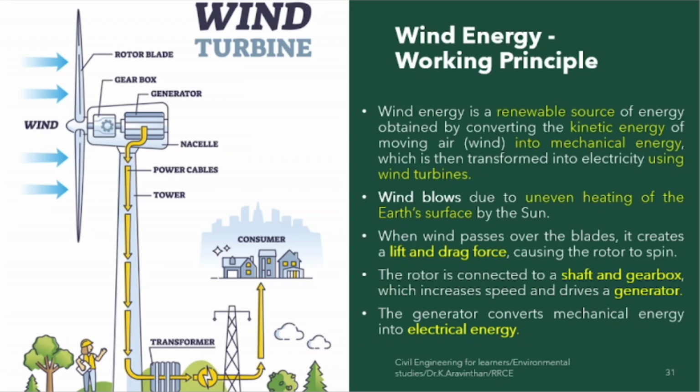What are the two types of energy? Potential energy and kinetic energy. Wind is called kinetic energy. Why? In the sense, wind is not stored. Wind is in movement. What you are doing is generating electricity from the movement. That is why wind is called what? Kinetic energy. And we convert it into mechanical energy through the wind turbine.